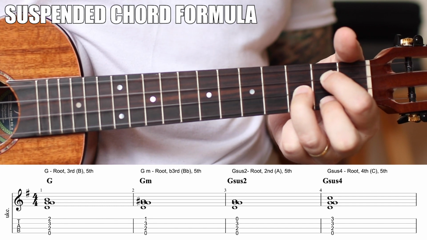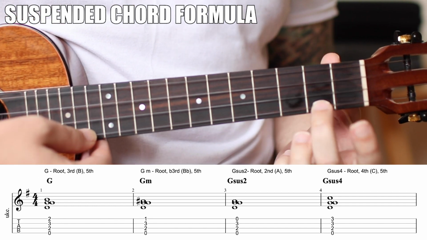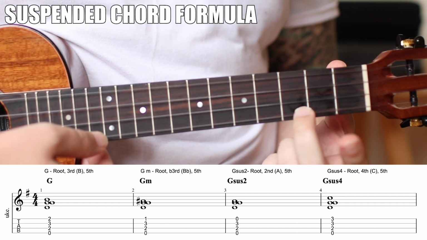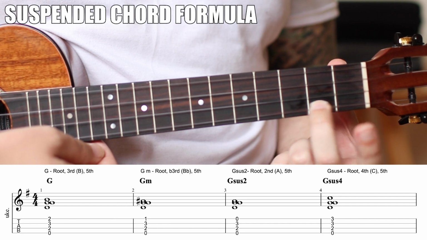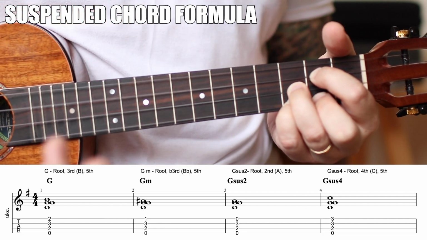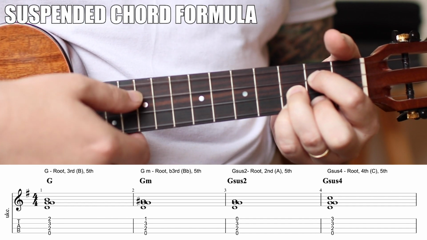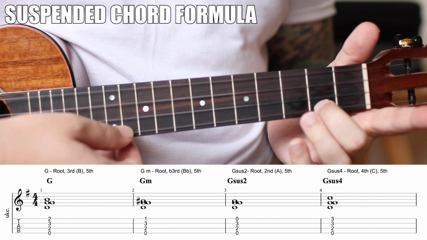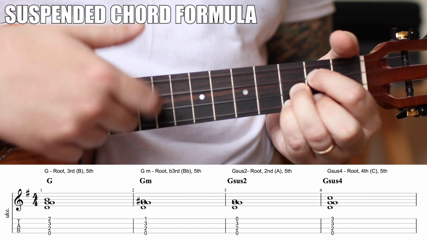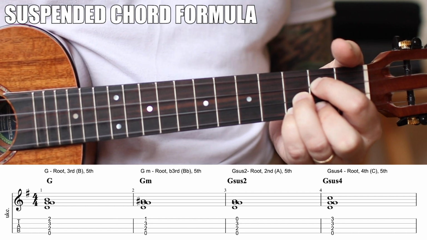That's suspended 2, okay? Now, we can also make it a suspended 4 chord by instead of moving this 3 to 2, we push it up just 1 fret to what's known as the 4th interval in this number system. We still have a G, we still have a D, but our B has become a C. This is what's known as a G suspended 4.